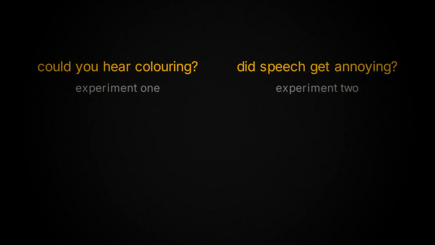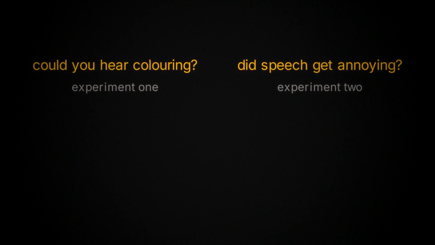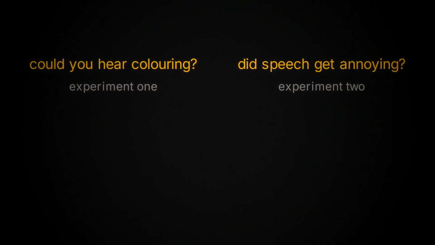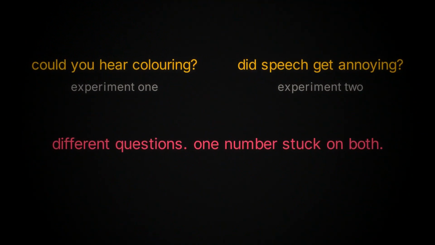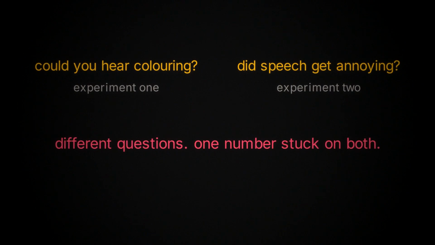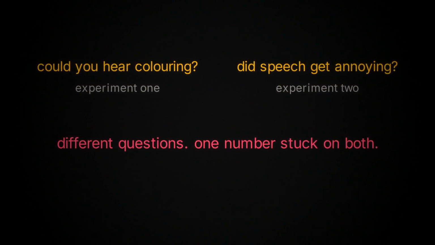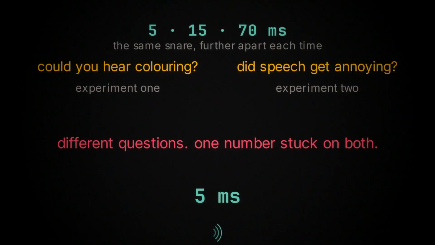And the other half of the rule, that under 30 milliseconds it's tone and over 30 it's an echo, is two experiments glued together. One asked whether you could hear coloring, the other asked whether speech got annoying. Different questions. One number stuck on both.